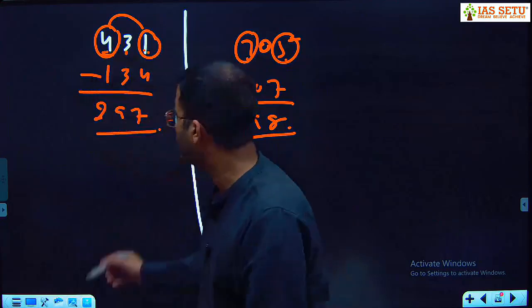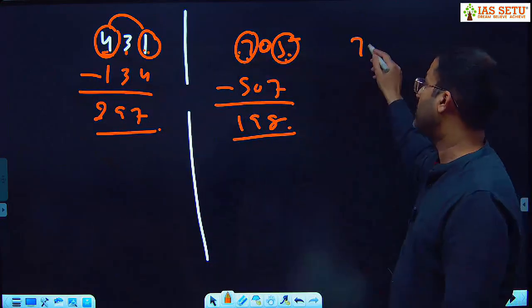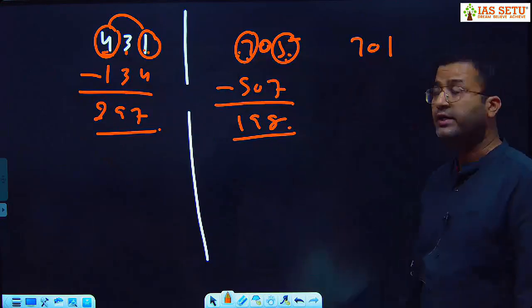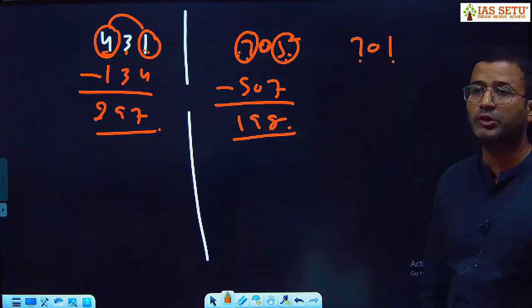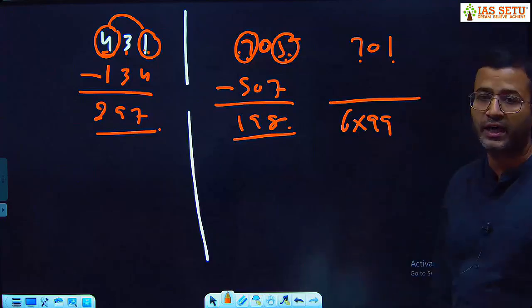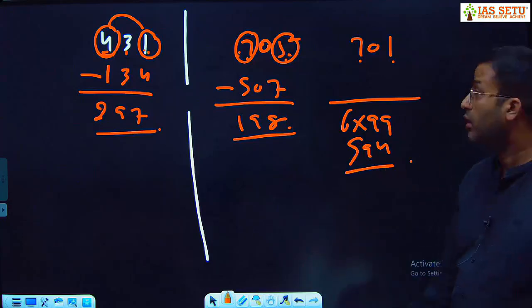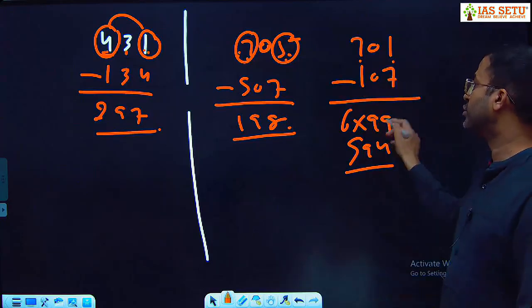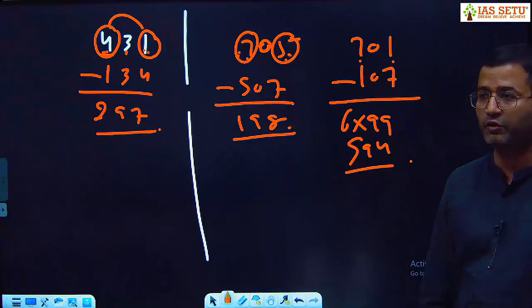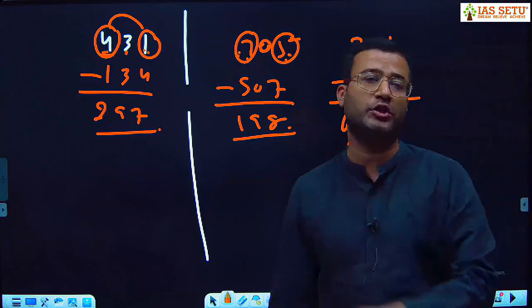For that, you have to check the difference between the 100 place and the unit place. For example, 701. Tell me what is the difference between the 100 place and the unit place? 6. So your difference will be 6 multiple of 99, which is 594 for sure. You reverse it, 107, you check. It is coming 594. So your 100 place and unit place will tell you what your difference is.